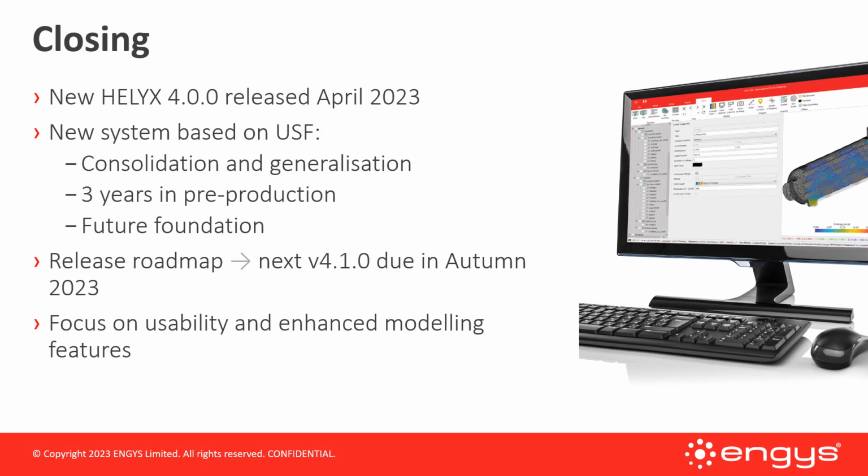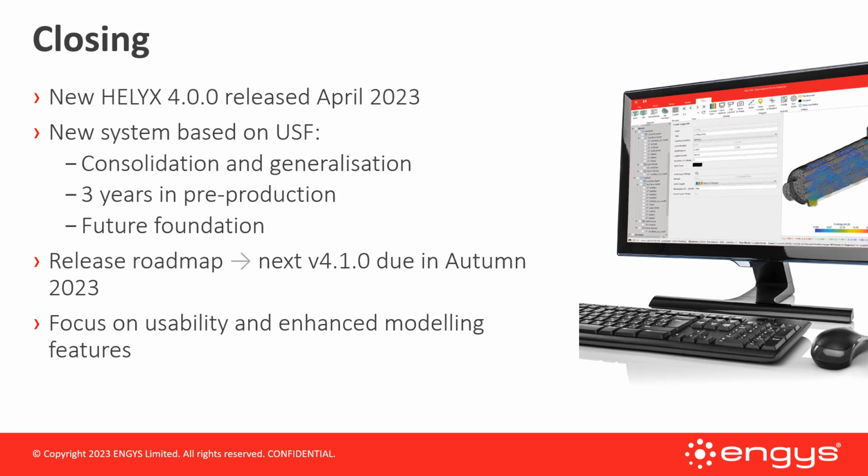So I hope you all enjoyed and found this webinar useful, in which we have presented the new features and enhancements of Helix version 4, which was released in April 2023. As a summary, Helix v4 source code has a completely new system based on what we have called the Unified Solver Framework, which focuses on the consolidation and generalization of our code, better usability, and enhanced modeling features for our customers.